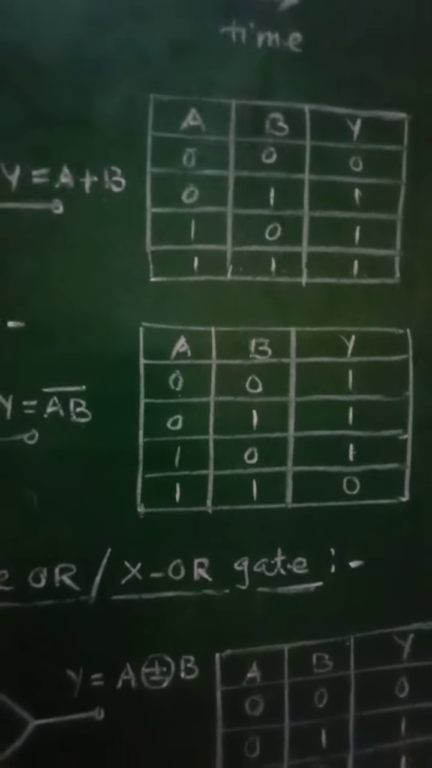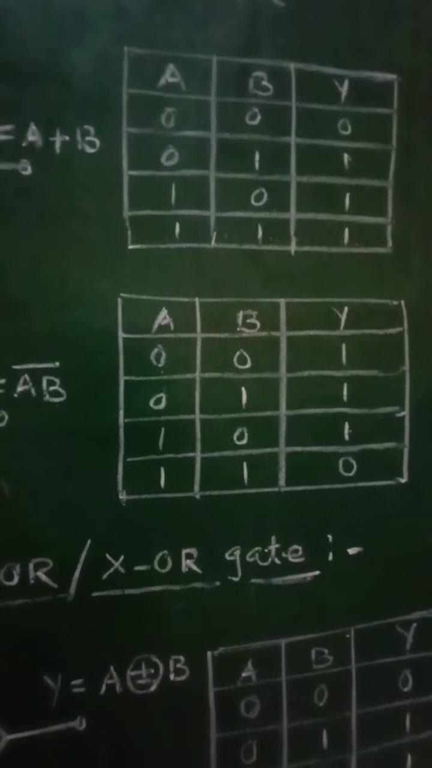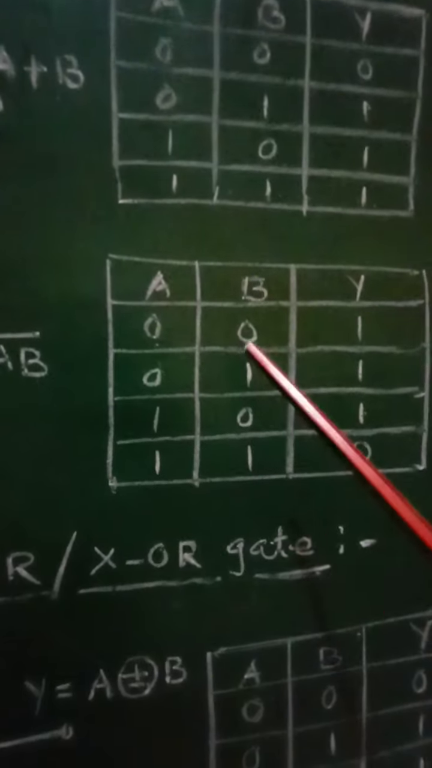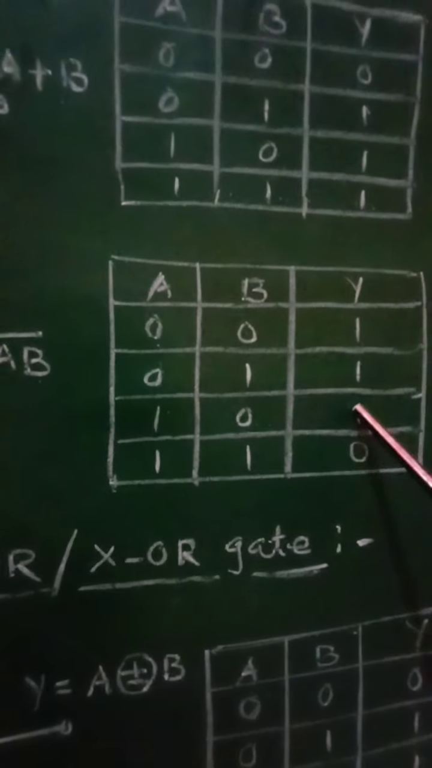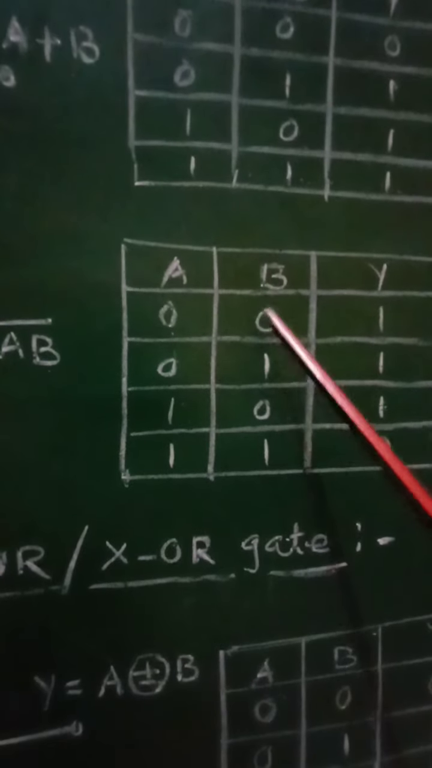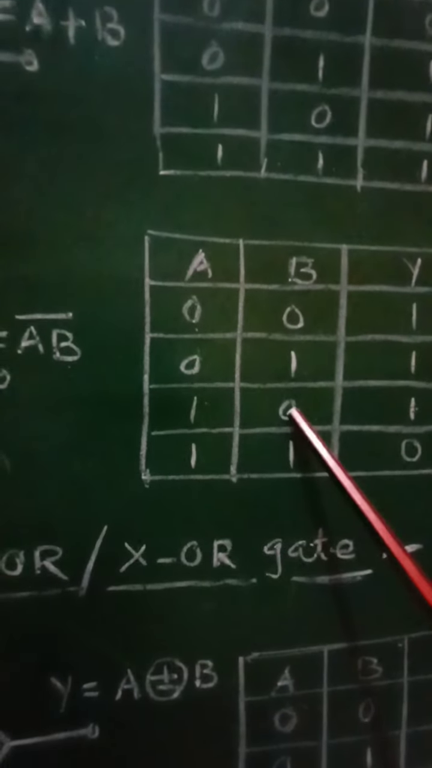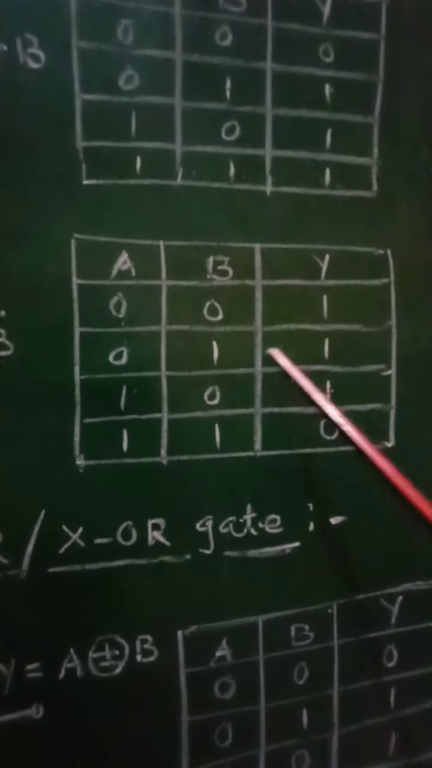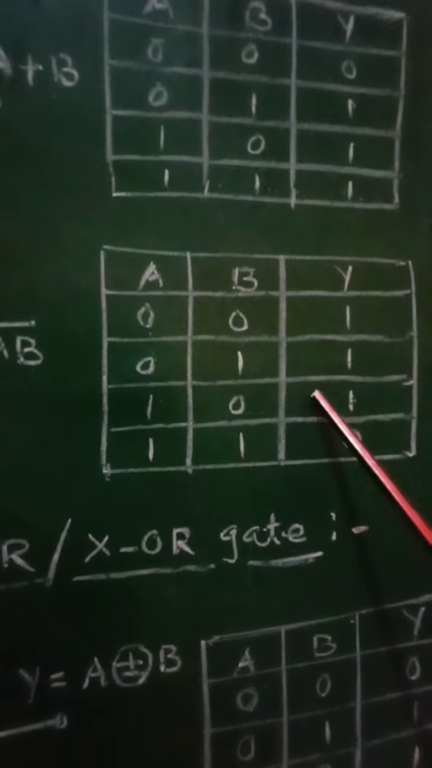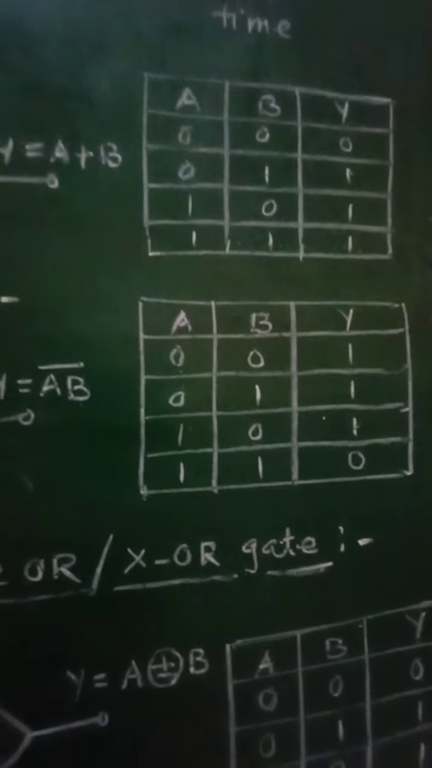And therefore we can say that in case of NAND gate, its output will be high if the inputs are 00, 01 or 10. That means if any one input or both the inputs are 0, then we will get output as 1. So this will represent the truth table for this NAND gate.